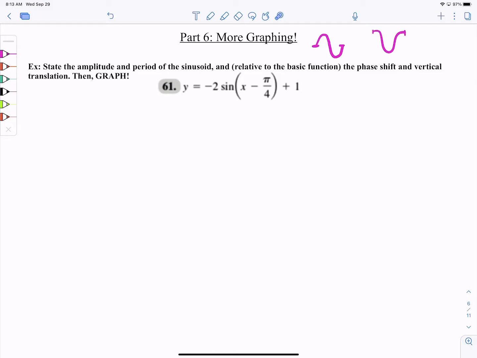So for example, this guy, basically it's a sine graph. So you know it's going to start at the mid and end at the mid. Or if it's a cosine graph, you know that it's going to start at the max and then end at the max. But what do you notice here? You notice it's a negative.